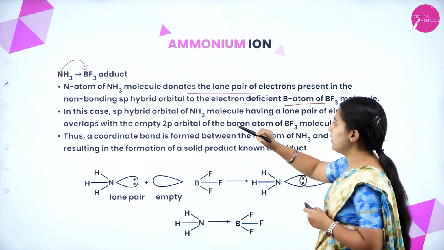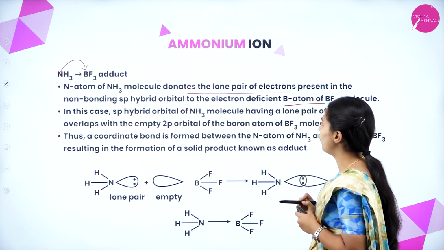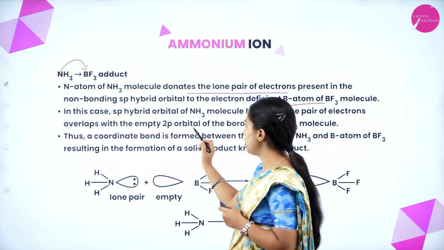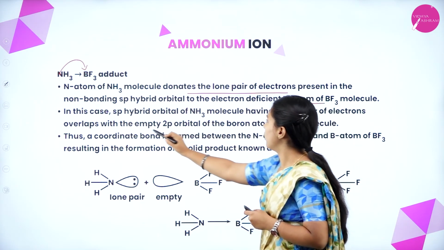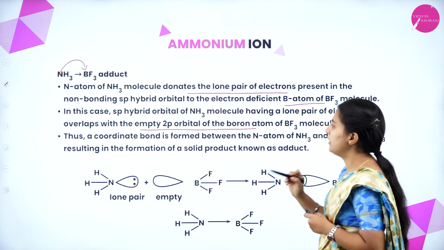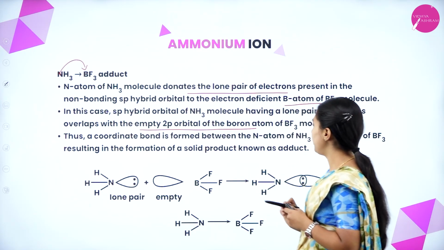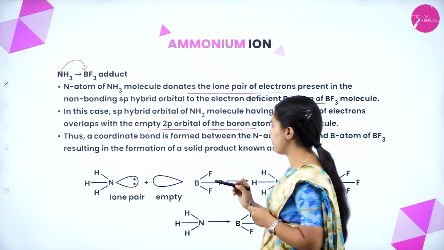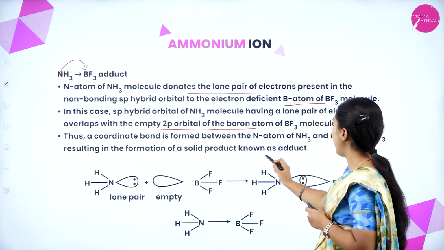In this case, sp3 hybrid orbital of ammonia molecule having a lone pair of electrons overlaps with the empty 2p orbital of boron. Here in boron, empty orbital is present, it will overlap to here. Thus, a coordinate bond is formed between the N atom of ammonia and B atom of BF3, resulting in the formation of a solid product called adduct.